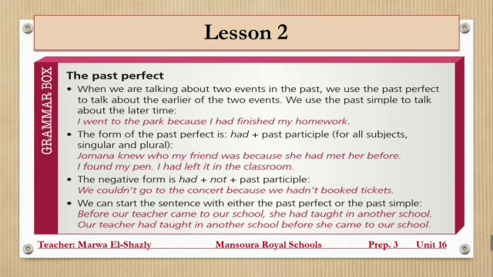We can start the sentence with either the past perfect or the past simple. Before our teacher came to our school, she had taught in another school. Notice here, before is a conjunction between these two sentences. Before is followed by the second action, which is in the past simple. Before our teacher came to our school, she had taught, this is the first action, had taught in another school. Our teacher had taught in another school before she came to our school. Notice here, before is followed always by the second action or the past simple.